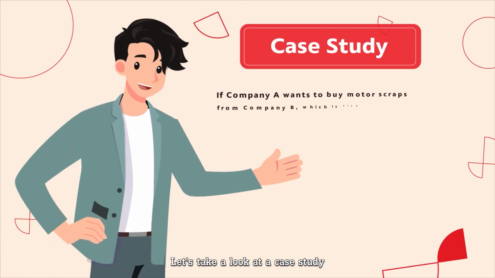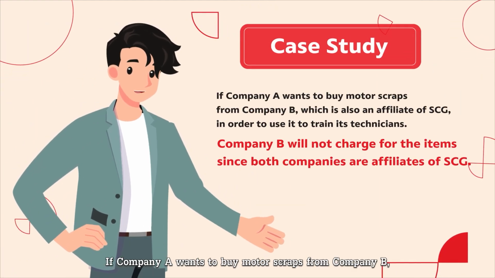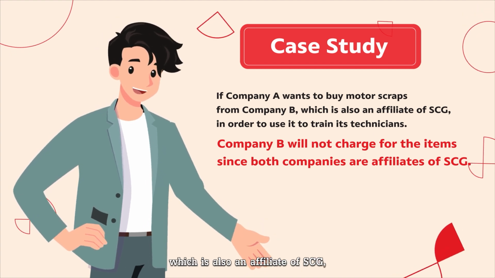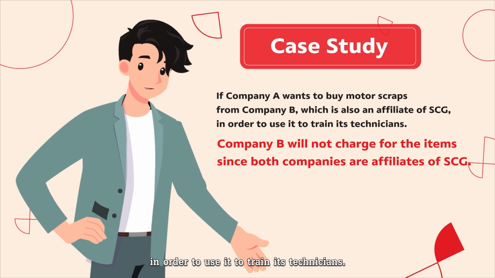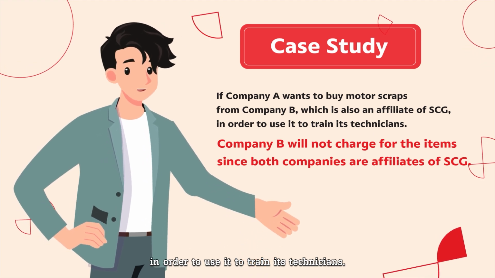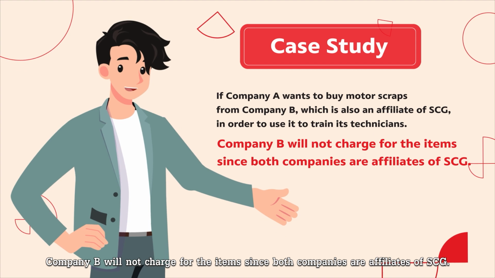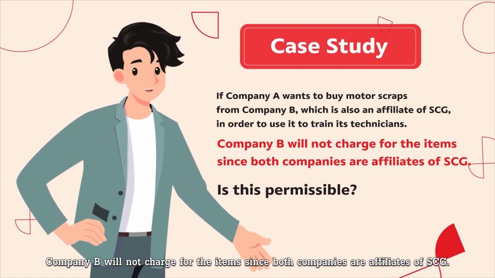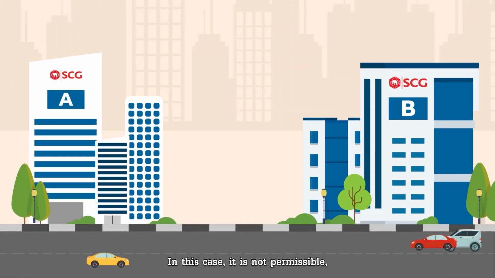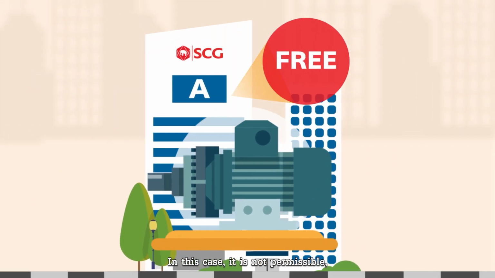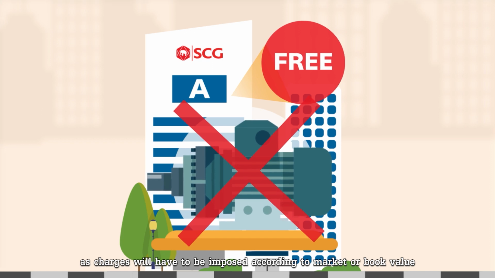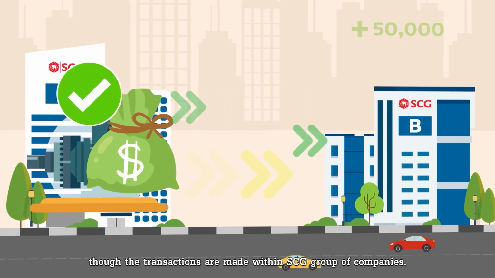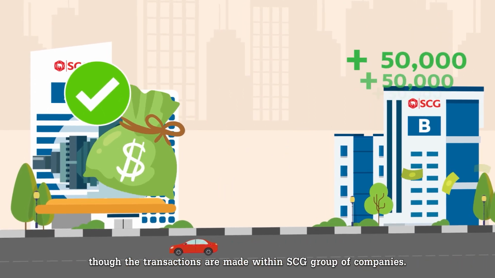Let's take a look at a case study. If Company A wants to buy motor scraps from Company B, which is also an affiliate of SCG, in order to use it to train its technicians, Company B will not charge for the items since both companies are affiliates of SCG. Is this permissible? In this case, it is not permissible, as charges will have to be imposed according to market or book value, though the transactions are made within SCG groups of companies.